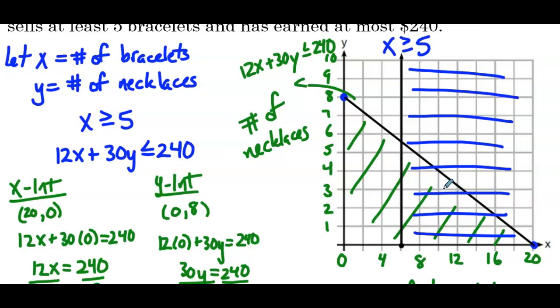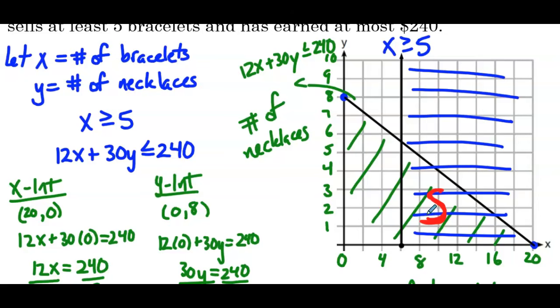So our solution set is where the shaded regions overlap. So here is the solution set. What does that mean? Well, any point in this region would be a potential combination of bracelets and necklaces that Ashley sold. So for instance, (12, 2) is a point in this solution set. So she could have sold 12 bracelets and 2 necklaces. Now, we do have to understand there are some points in this solution set that wouldn't make sense in the context of this problem. For instance, (8.5, 1.5) is a point in the solution set.